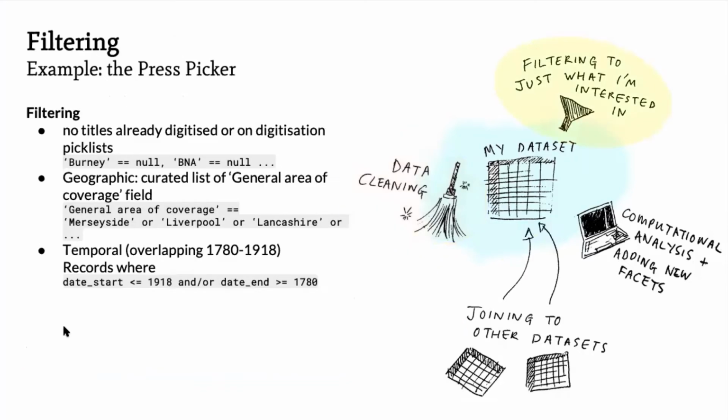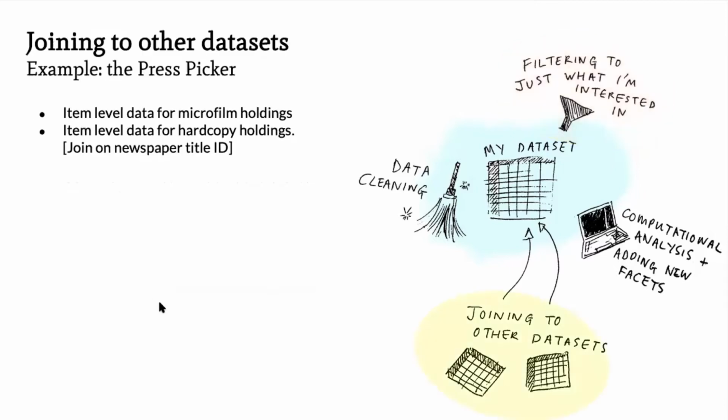We might need to filter our data. So in the example of Press Picker, we obviously didn't want to pick any titles which had already been digitized, so we need to filter out any titles that are already digitized. We were interested only in places, a set of counties, so we needed to make sure we'd filtered those. And we also had a date range that we were interested in, so we needed to filter out anything outside of that date range.